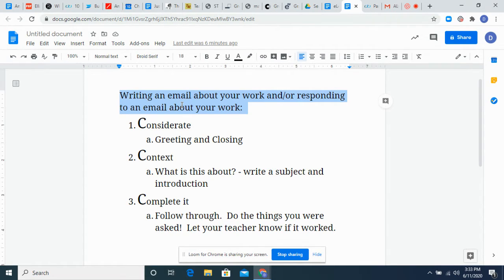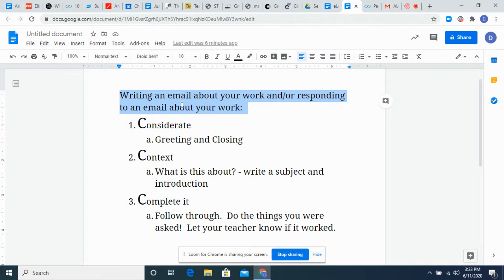Number two, giving context. Don't just say, what do you do on number seven? You want to give context. What assignment are you talking about? What number are you talking about? Give some context to what it is that you are asking about or giving feedback to.